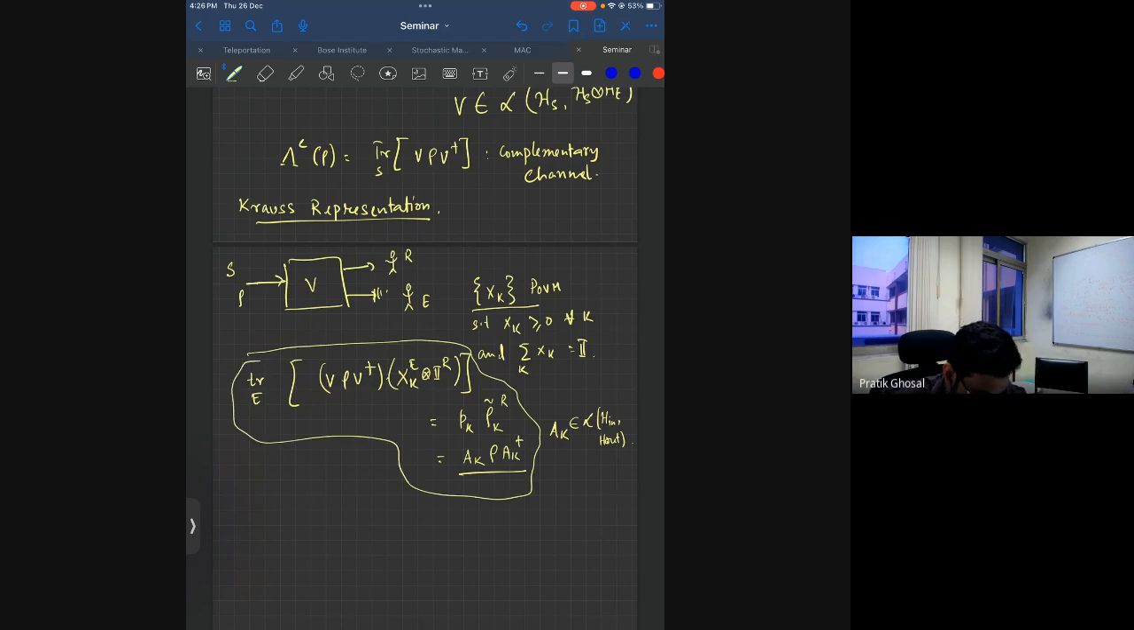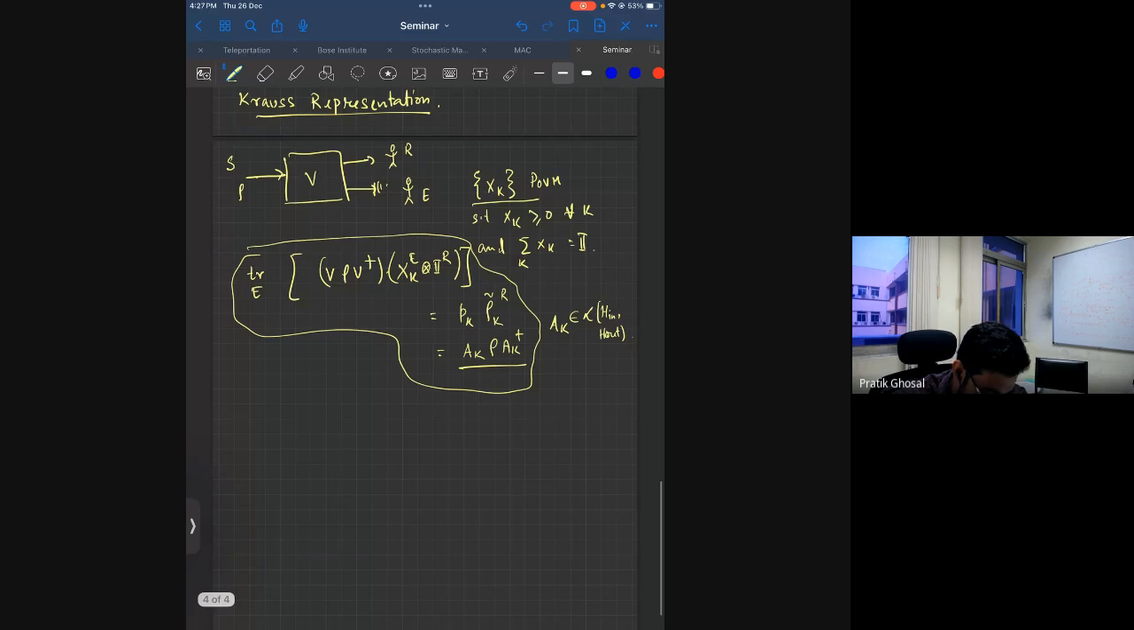Now, since the environment is not communicating his outcome k, on average the state of the receiver end will be nothing but the summation over k. So if there is no communication from the environment part to the receiver part, then the output state will be nothing but the sum of p_k rho_k tilde.